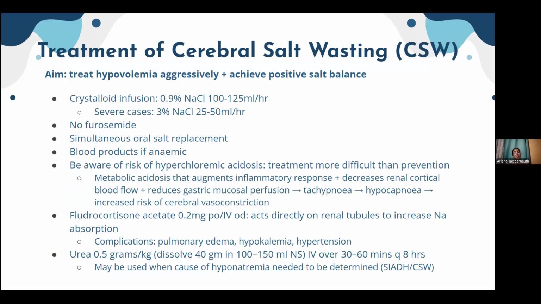Blood products are transfused if the patient is anemic, and because of the use of sodium chloride, one must be aware of the risk of hyperchloremic acidosis, as the treatment of it is a lot more difficult than its prevention. Hyperchloremic acidosis is a metabolic acidosis that augments the inflammatory response and decreases renal cortical blood flow, as well as reduces gastric mucosal perfusion, leading to tachypnea, hypocapnia, and thereby there's an increased risk of cerebral vasoconstriction.